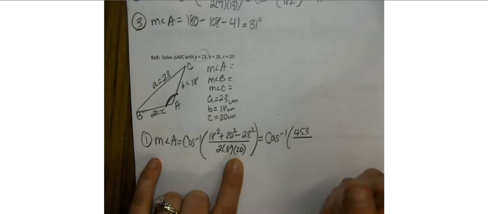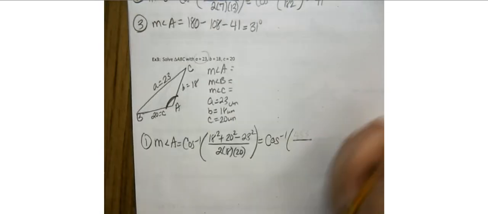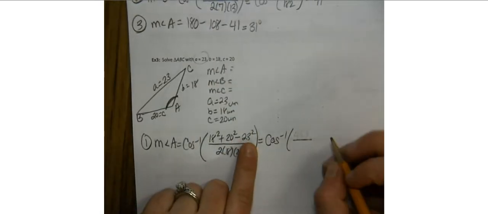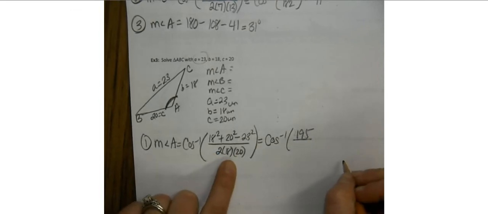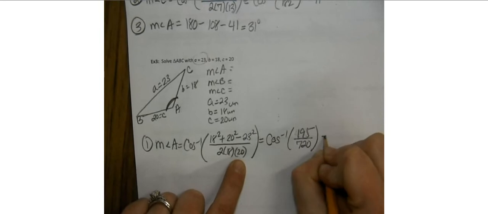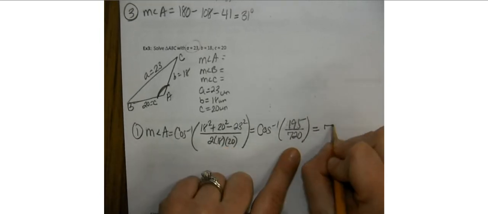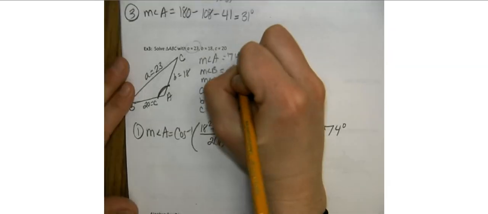I'm sorry, I think I did that one incorrectly. 18 squared plus 20 squared minus 23 squared, that is equal to 195, sorry about that. And 2 times 18 times 20, that is equal to 720. And when you put that fraction into your calculator, you're going to end up with your answer equaling 74 degrees. So the measure of angle A is equal to 74 degrees.